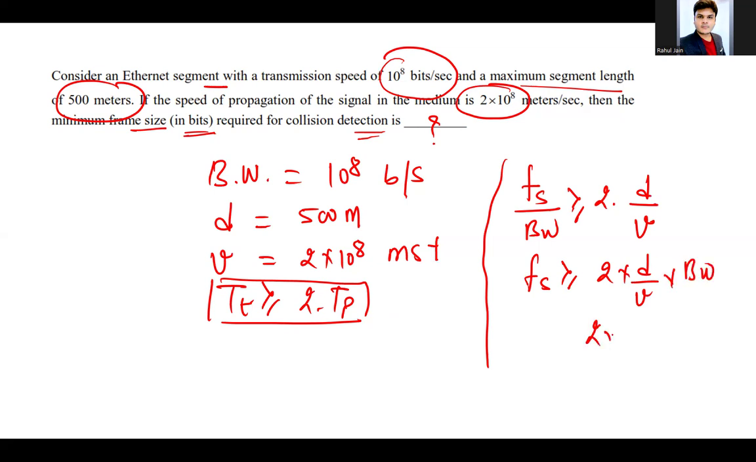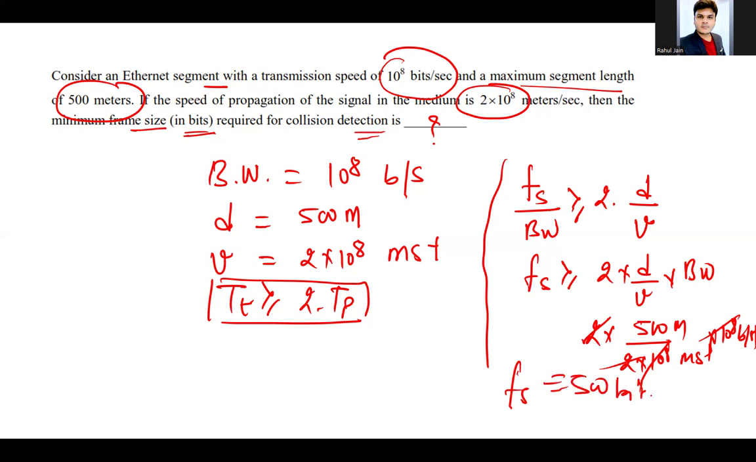Here I am getting 2 into the distance, which is 500 meter, divided by 2 into 10 to the power 8 meter per second, into 10 to the power 8 bits per second. So if you cancel it out, the fragment size I am getting is 500 bits. 500 bits, right? 500 is the correct answer for this GATE question.